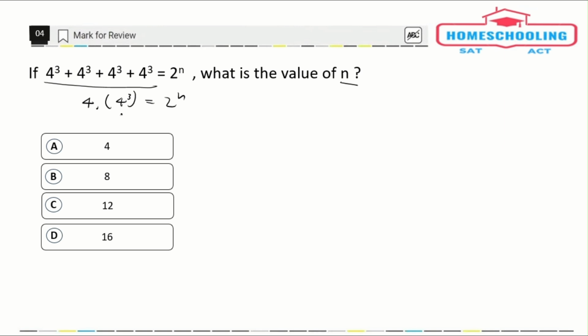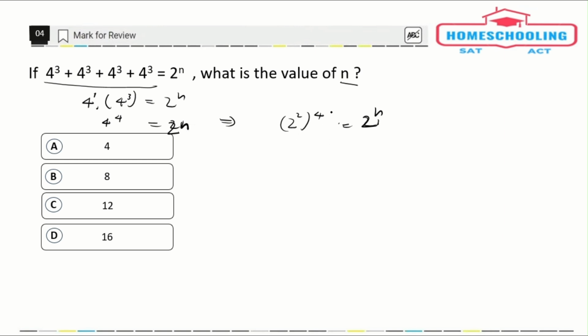Okay. So similarly, what we can do here is, as we can see, this is 4 to the power 1 into 4 to the power 3. So we'll use the product rule. So 4 to the power 4 is equal to 2 to the power n. 4 can be written as 2 square. So this 4 to the power 4 can be written as 2 square to the power 4, which is equal to 2 to the power n.